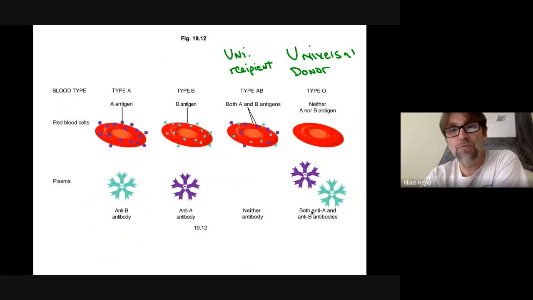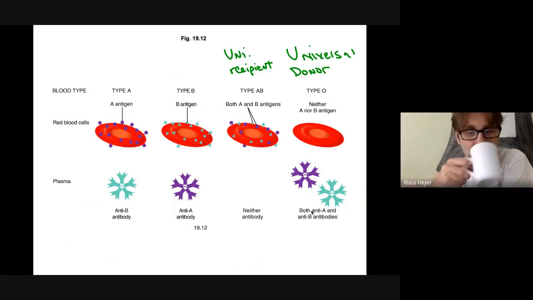I got two more things on this chapter in blood, and they both have to do with blood type. Does anyone have any questions up to this point?